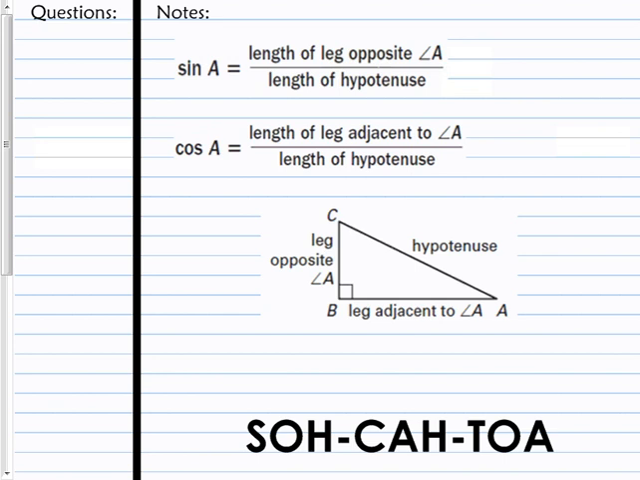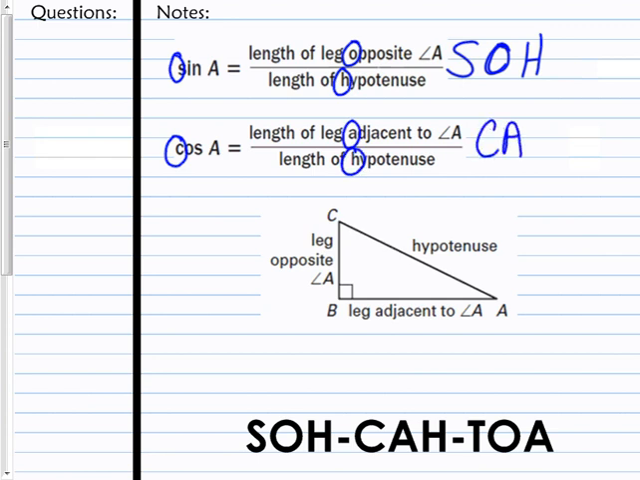So, the sine of angle A is the length of the leg that is opposite to angle A and the length of the hypotenuse. So the sine is the opposite over the hypotenuse. Opposite over hypotenuse. Okay, opposite, hypotenuse, sine. The cosine of angle A is the length of the leg that is adjacent to angle A over the length of the hypotenuse. So cosine is adjacent over hypotenuse.